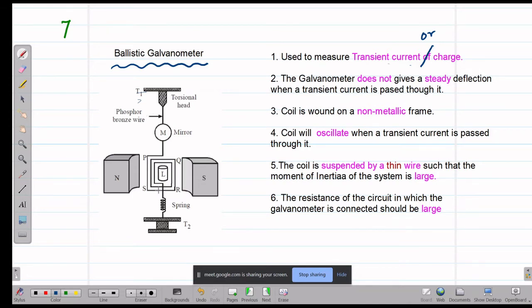The other end of the coil is connected to a spring, and the spring is attached to another torsion head T2. So basically, the whole coil, as you can see here, is suspended. It is hung within a magnetic field. Now I have to tell a few things about the magnetic field. The magnetic field that we have here is called a radial magnetic field.